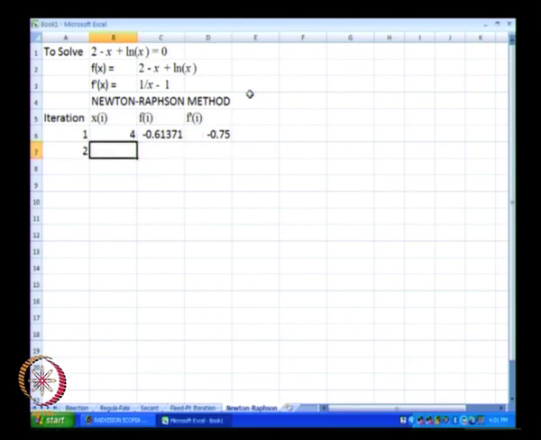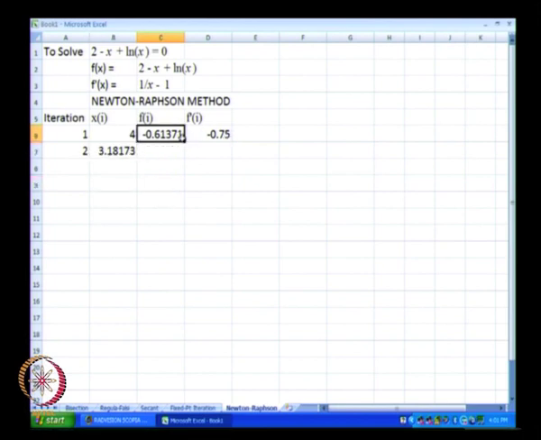In the second iteration, our x of I plus 1, I will just write down that equation which we had just computed on the board. It is xi minus f of I divided by f dash of I. Again, the Newton-Raphson is fairly simple to implement in a relatively simple one dimensional problem like this. So x of I plus 1 is nothing but x of I minus f of I divided by f dash of I, and this is going to be our new solution.